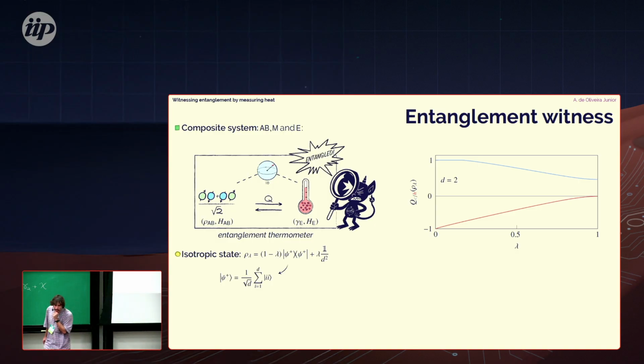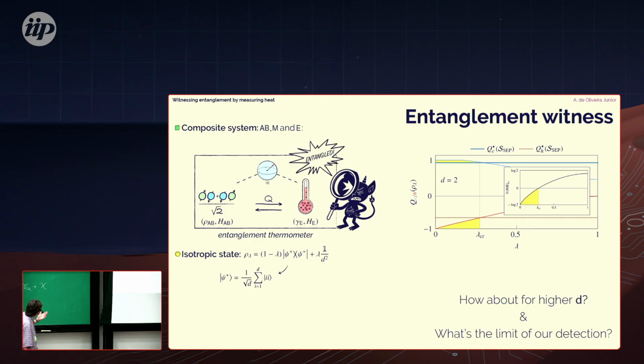Now, if you ask what is the optimal heat exchange when you have a separable state with the same average energy and the same marginal, what you get is precisely those dashed lines over there. So this means that everything which is below this dashed line and above the other dashed line are entangled states that you can detect via heat exchange. Of course, this witness is not optimal.